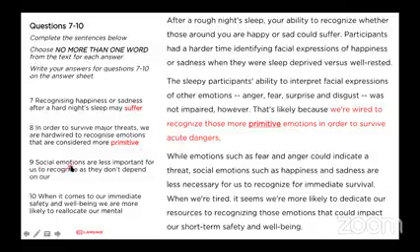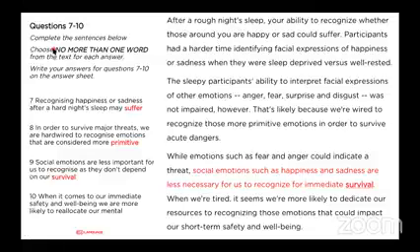Number 9, social emotions are less important for us to recognize as they don't depend on our survival. Social emotions such as happiness and sadness are less necessary, less important for us to recognize for immediate survival. Some people wrote both words immediate survival, and this would be considered incorrect because if you look at the instruction, it says no more than one word. So in fact, you had to choose the noun there, survival.